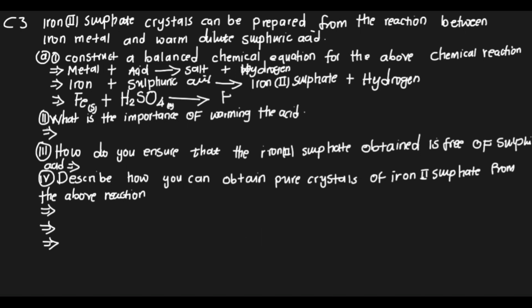So we have iron sulfate, aqueous. It is soluble. The reason I've written aqueous is because it's soluble, plus hydrogen gas. So we can see that our equation is balanced. We have one atom of iron, and here 1. Then 2 atoms of hydrogen, also here 2 atoms of hydrogen. Then 1 atom of sulfur, 1 atom of sulfur, 4 atoms of oxygen, 4 atoms of oxygen. So this is our chemical equation.